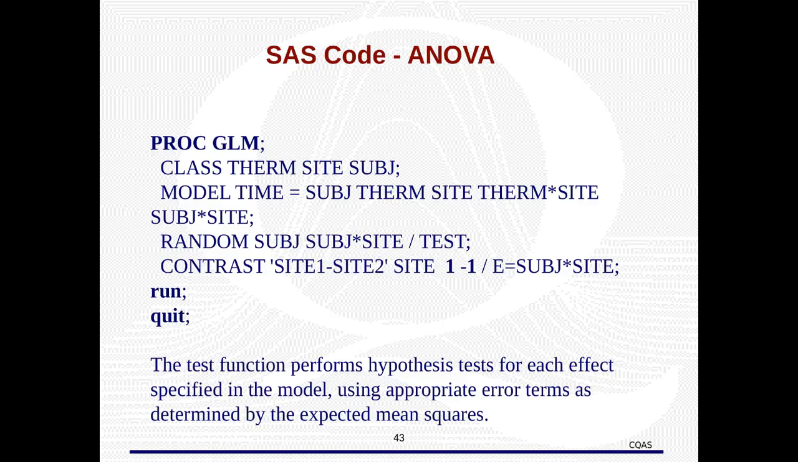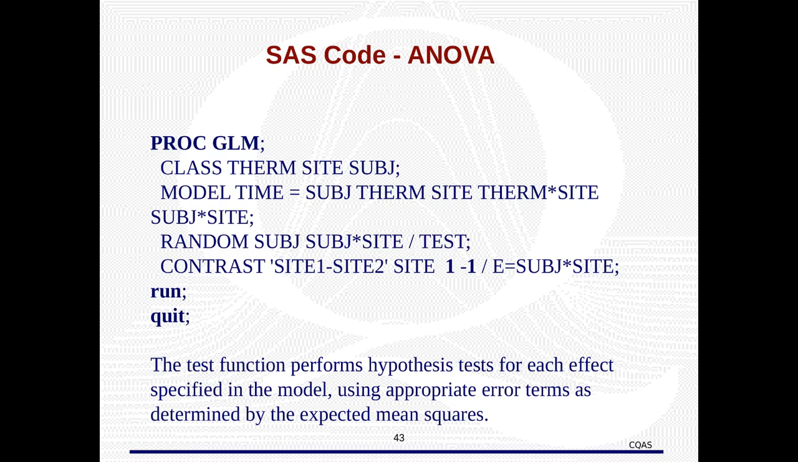The model statement defines the linear model we want to fit. Here, we're including main effects for each predictor variable, as well as interaction terms between therm and site and subject and site. The inclusion of these interaction terms allows us to examine how the relationships between our predictor variables are influenced by other factors in the dataset.